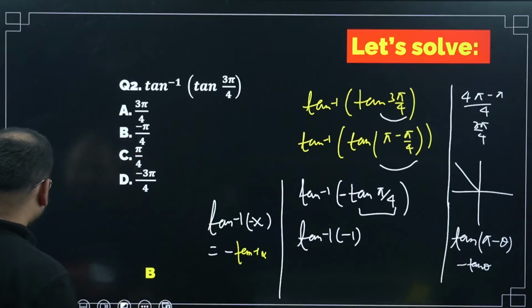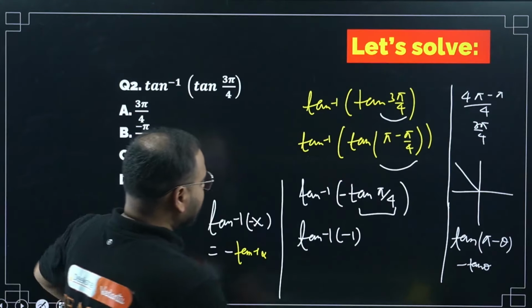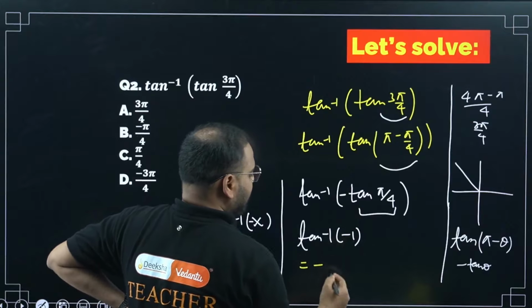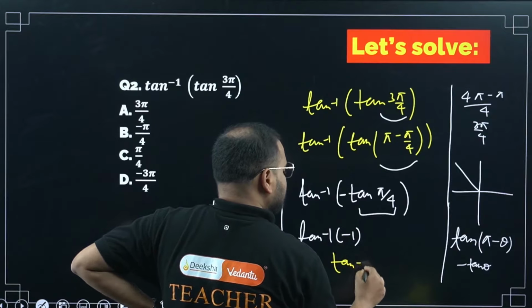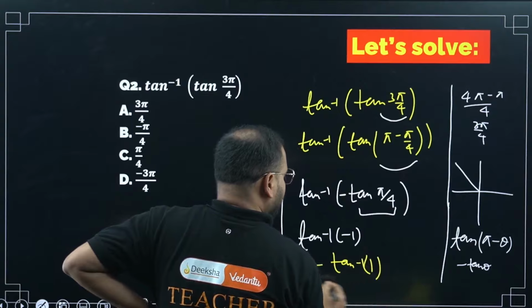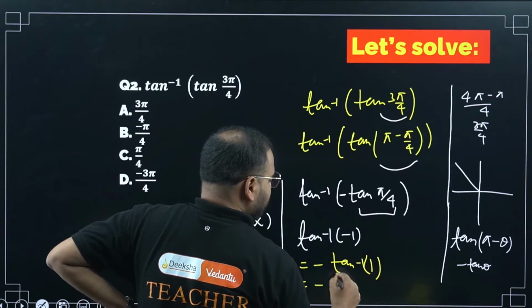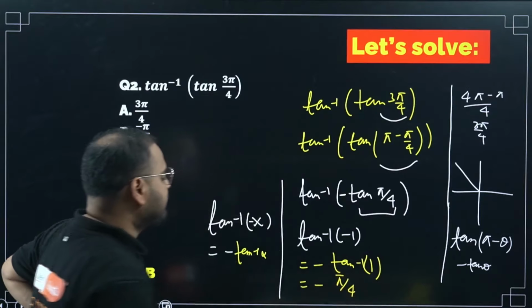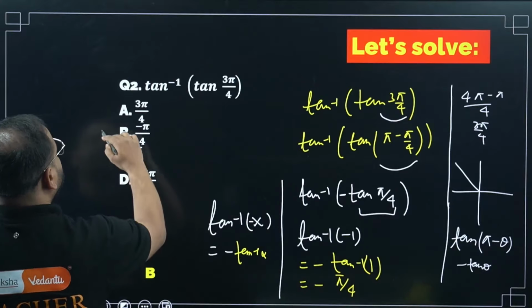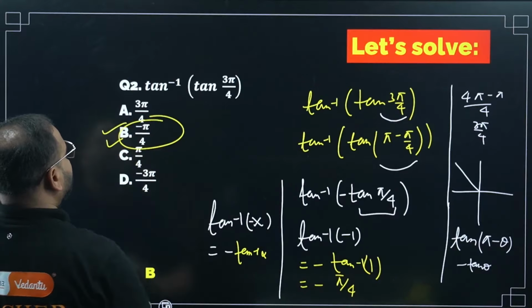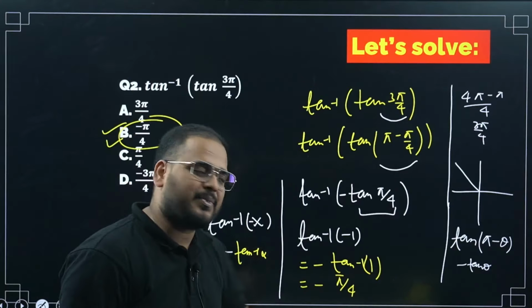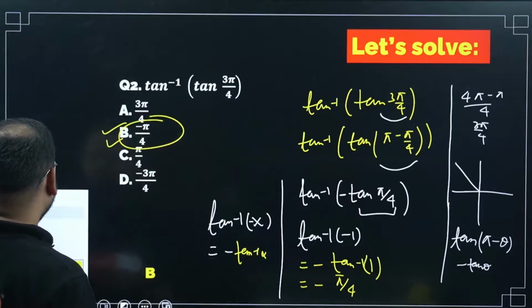Okay. So if I have to continue from here, what do I get? This will be nothing but minus tan inverse of 1, right? And this will be minus pi by 4, which is nothing but my option B. Check here. Minus pi by 4 is my option B. Okay. All right.